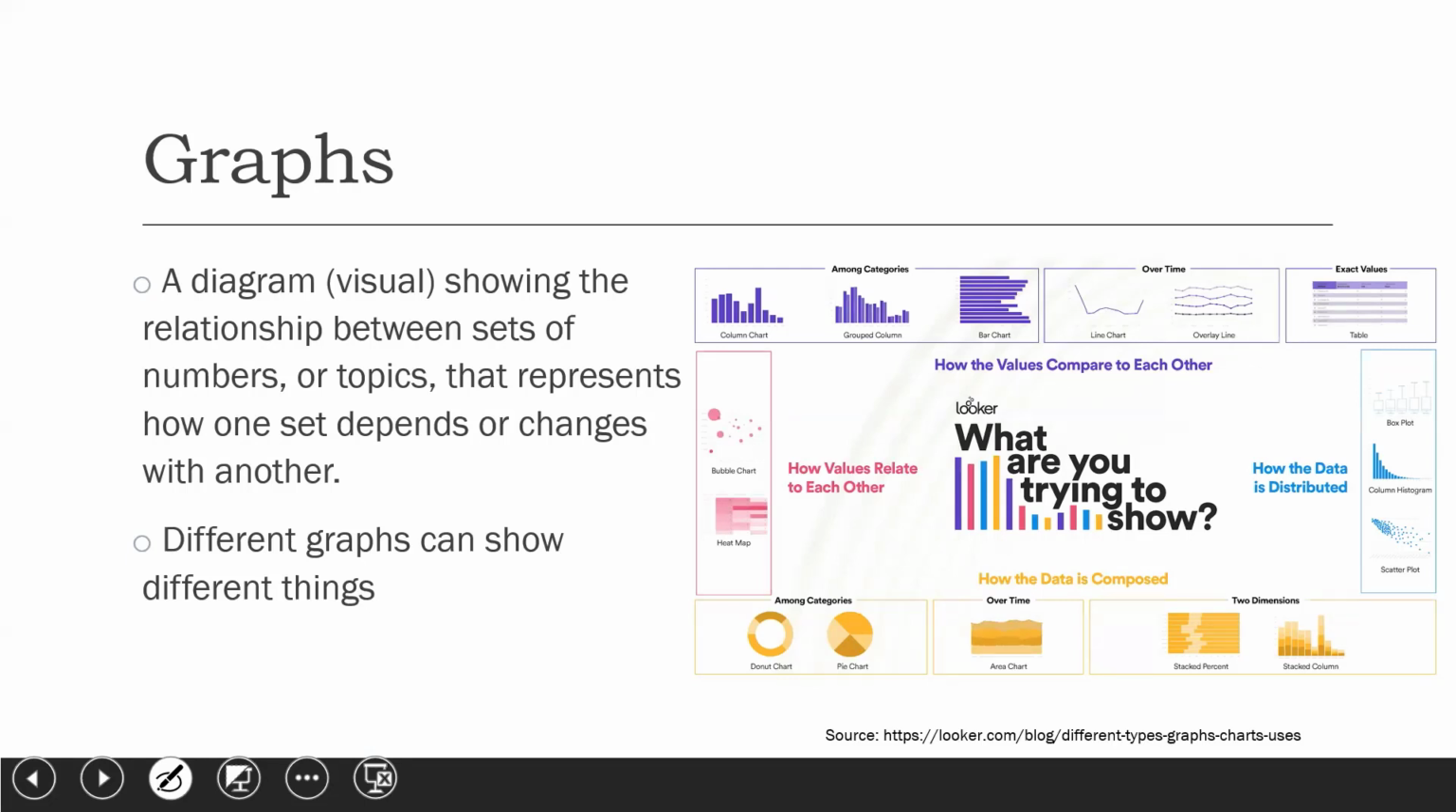So we could use graphs. Again, always think about this question. What are you trying to show? What question are you trying to answer? And when you're thinking about which graph you can use, think about that before you even think about which of those Excel graphs you're going to use.